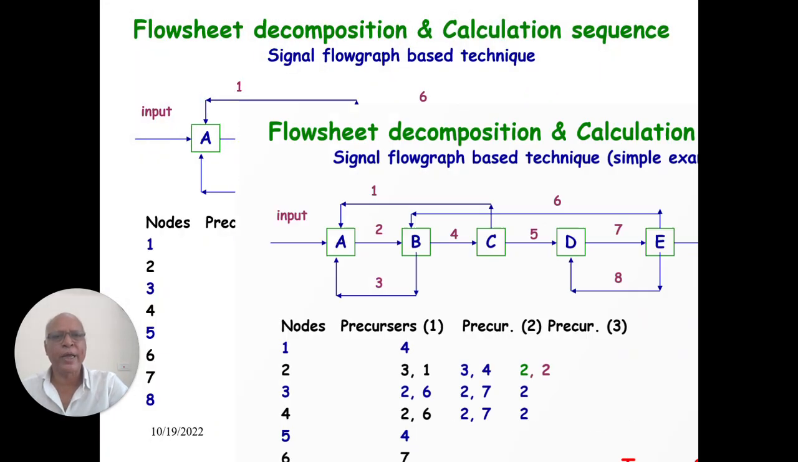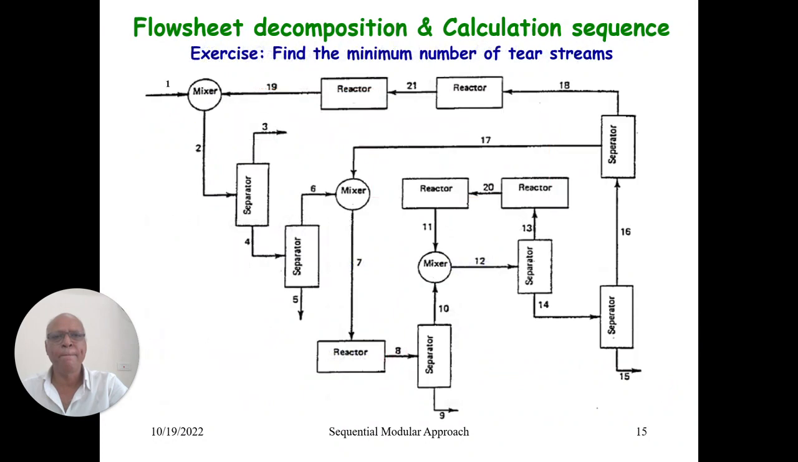So let me take another example. This is an actual flow sheet, probably taken from Dryden. Can you find out the minimum number of tears required to solve the problem? Maybe analytically, without applying the algorithm, if you are able to spend some time, you may be able to come up with the solution. But let us follow the algorithm.